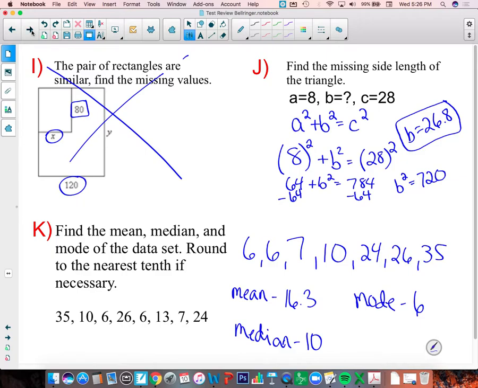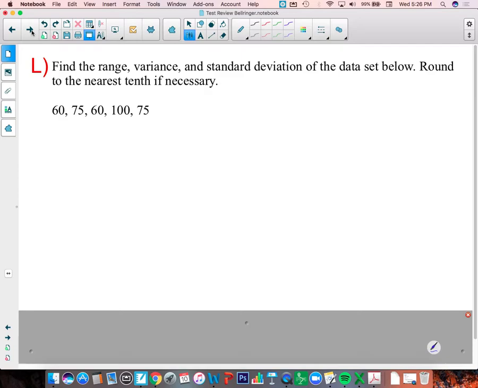I do have one other problem on here that we're not going to do, maybe find the range, variance, and standard deviation. I went through one of those on the homework, so you guys should be okay on these. The one on the quiz has a few more data points. I think there are 6 or 7. Okay? So make sure that you use them all.